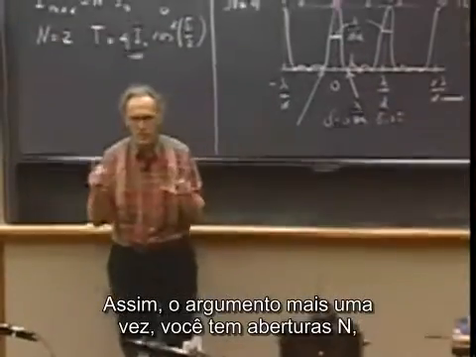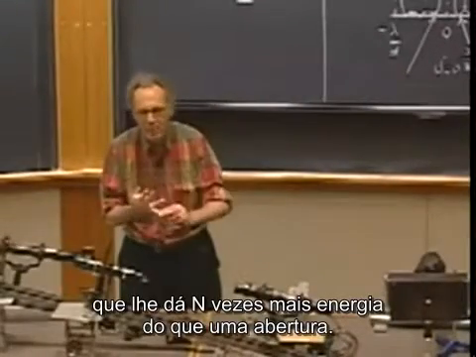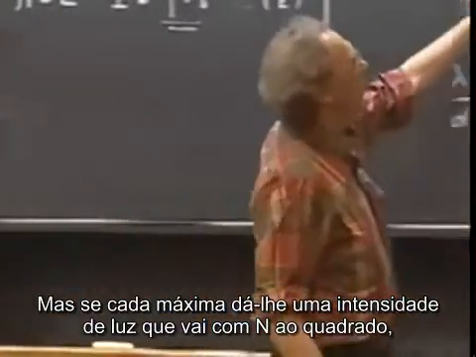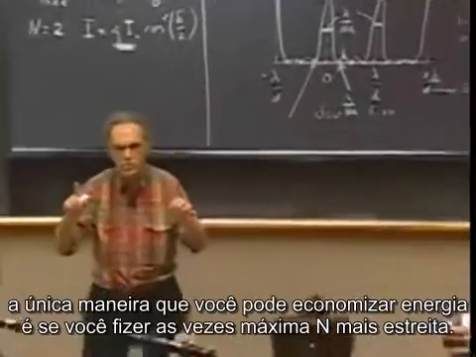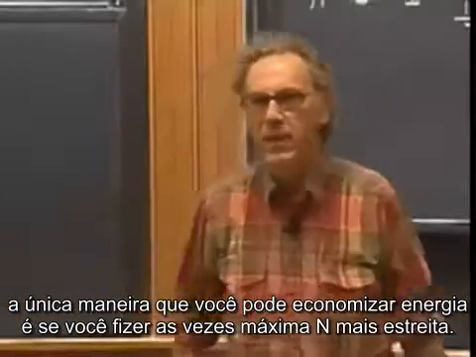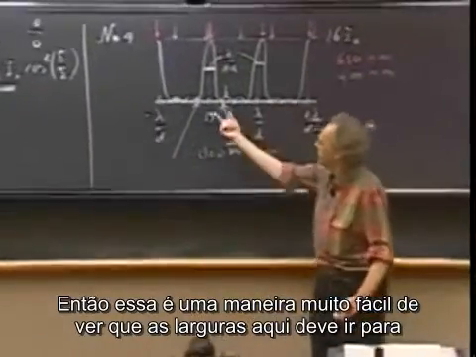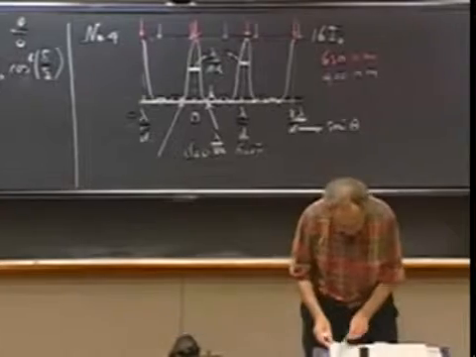So the argument once more, you have n openings that give you n times more energy than one opening. But if each maximum gives you a light intensity which goes with n squared, the only way that you can conserve energy is if you make the maxima n times narrower. And so that's a very easy way to see that the width here must go down with increasing n.